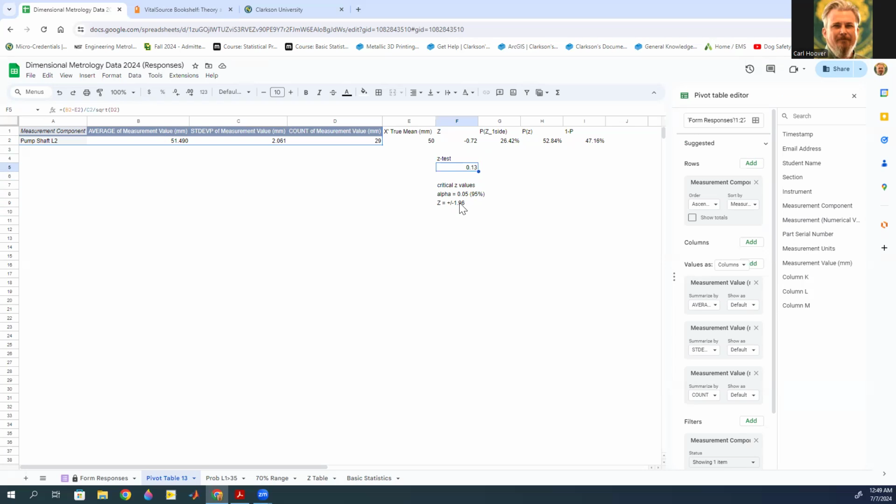And so again, this result is likely to be by random chance alone. It's not at all significant that there's some systematic difference between the true value and the measured or observed value of the data for this particular problem. So that's the first problem that we were looking at, and the others are related.